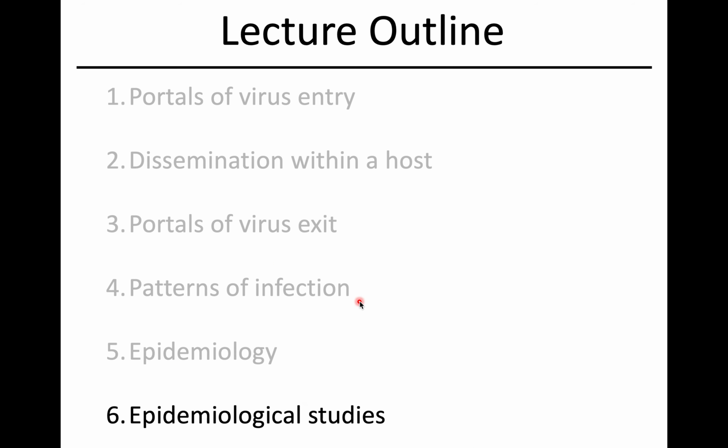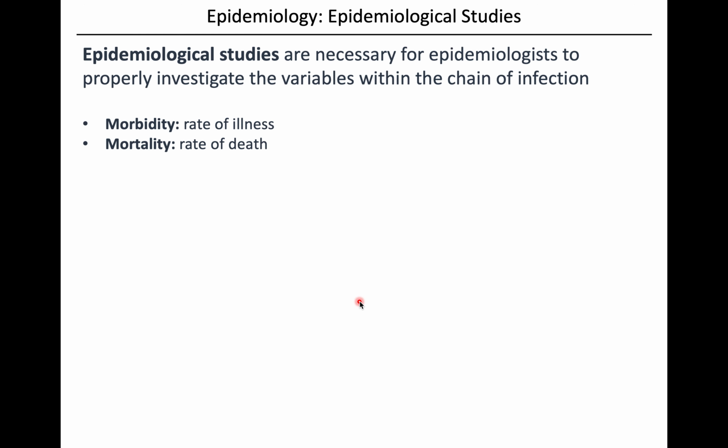Now, I wanted to finish out here just talking briefly about epidemiological studies. So we talked about epidemiology as a field, the kind of things that would fall under that umbrella. But how do epidemiologists actually conduct epidemiology, conduct their science? And so there's a few terms to get out of the way here.